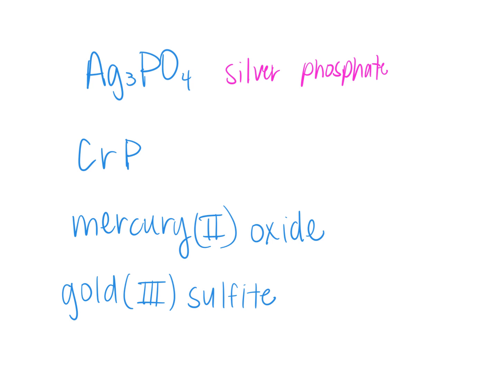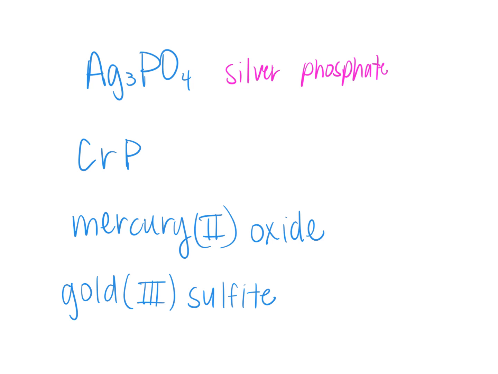No, it doesn't. Because there's no Roman numeral listed there, right? The only time you need to include a Roman numeral is if there are multiple charges listed. So silver, Ag, doesn't have any other options for charges, so we don't have to include the Roman numeral. So we only need to include it when it's a must. Does that make sense? So this was perfect. Very good.